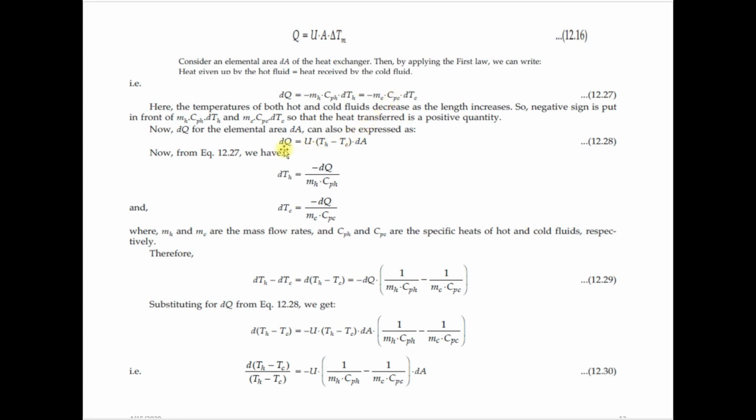Then they have written dQ for the elemental area. Heat transfer rate is written as U into (Th minus Tc) into dA. Then they have separated dTh and dTc from this equation. Then d of (Th minus Tc) is equal to, in place of minus dQ they have substituted minus dQ times (1 by mh Cph minus 1 by mc Cpc). Next, d of (Th minus Tc), what is dQ? dQ is here, they have substituted it here. After that, d of (Th minus Tc) is equal to minus U into (1 by mh Cph minus 1 by mc Cpc) into dA.